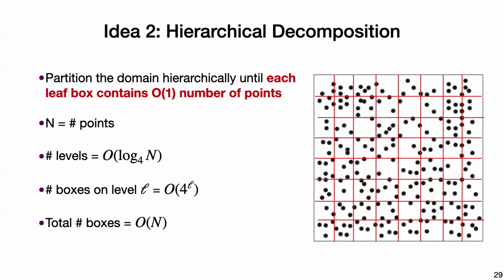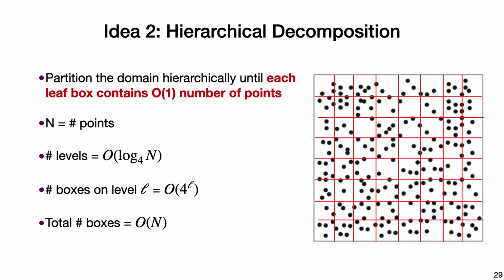This is similar to what we had before. Keep going until you have order 1 points in every leaf. And if you have n points to begin with, if they're uniformly distributed, there are order log base 4 levels. And the number of boxes on some given level L is 4 to the L, where you start at 0 and then you go down to log.